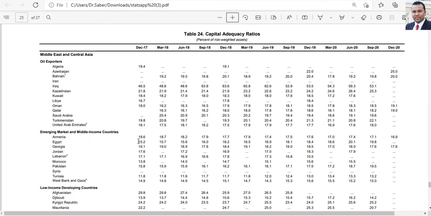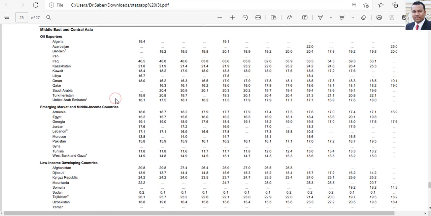In Egypt, in the year 17, 15.2, 15.7, 15.6. Okay, we will do the same, compare the values for Egypt, and maybe for other countries in our group, maybe for Morocco, maybe for Pakistan, maybe for Jordan, maybe for Armenia, and maybe for any other country in our category. So the data is available about the capital in Egypt.